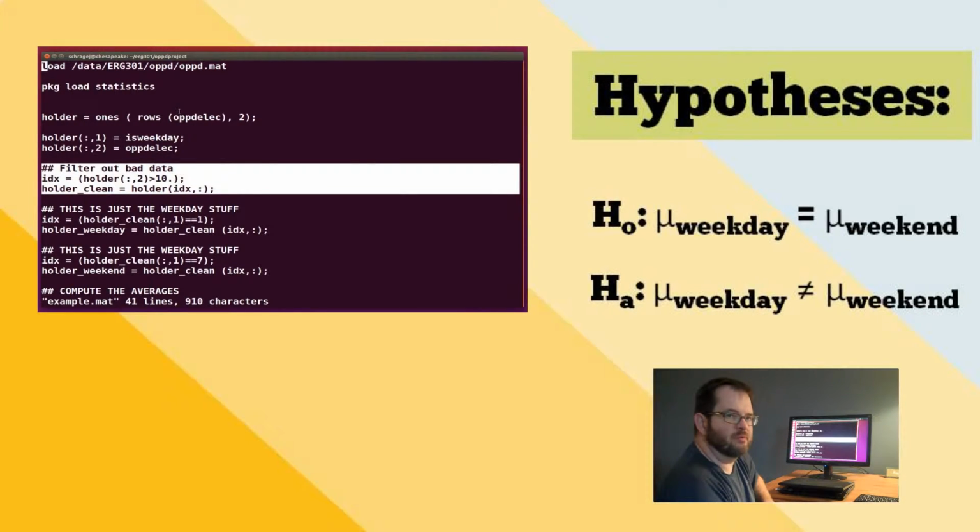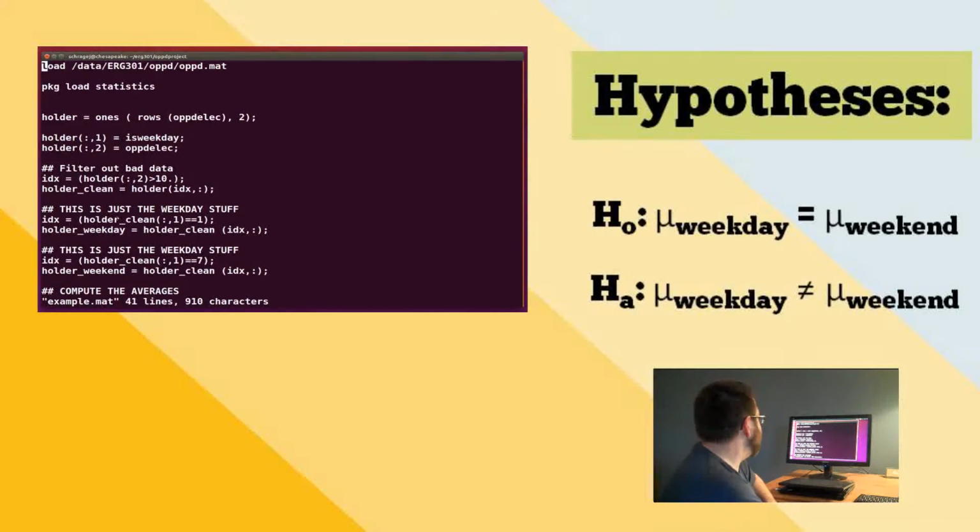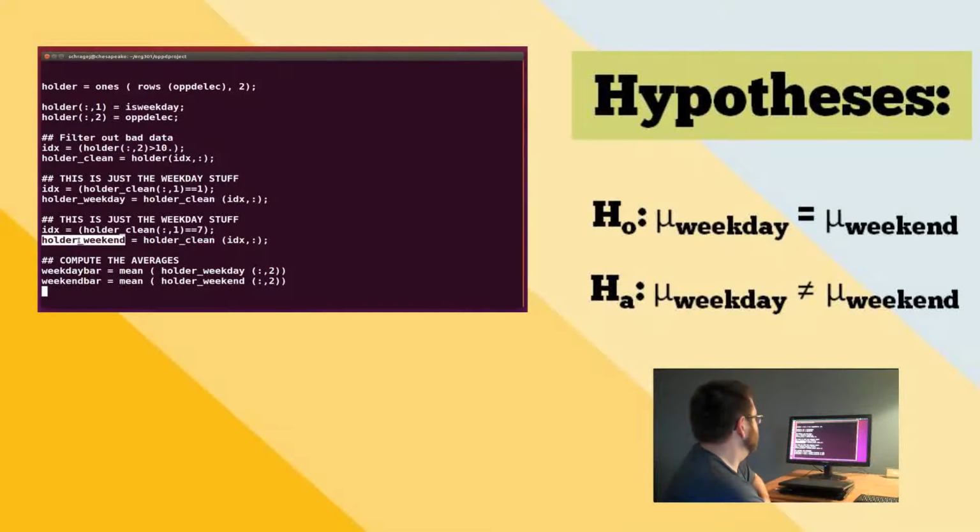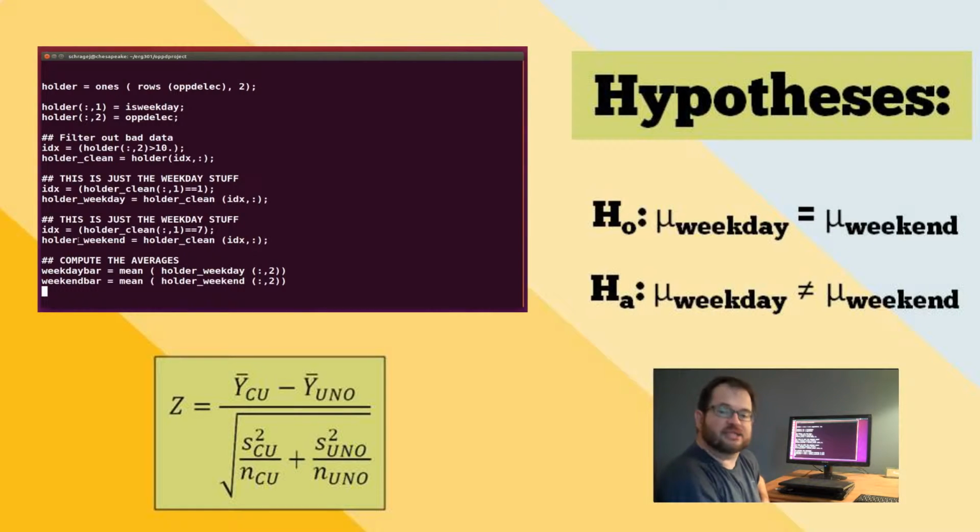I think in practice there were only 4 bad observations in the whole data set, so it wouldn't have really destroyed things if we didn't filter them out. And then what I did is I filtered out the weekdays into a new array, using my logical indexing. I made a new array called holder weekday that just contains the electrical load data for the weekday. And I did the same thing for weekends. I have an array now called holder weekend that just contains the observations of electrical load on the OPPD power grid on weekends.